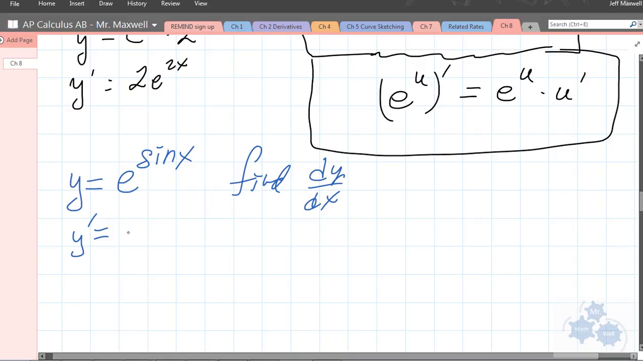Okay, what do I write here? Tell me. Thank you for not changing sine x up here. Thank you for not doing that. Thank you. Times cos x.